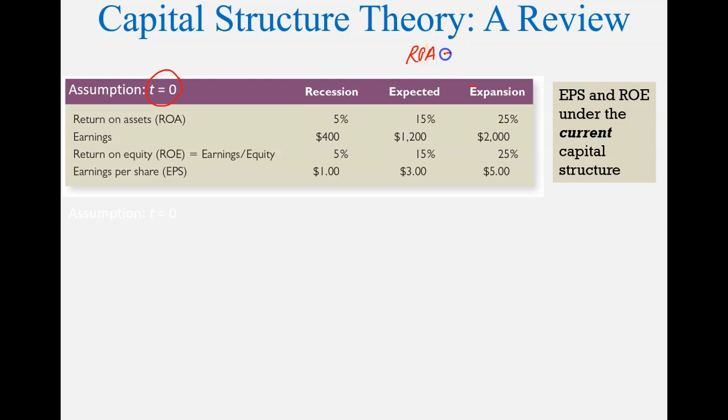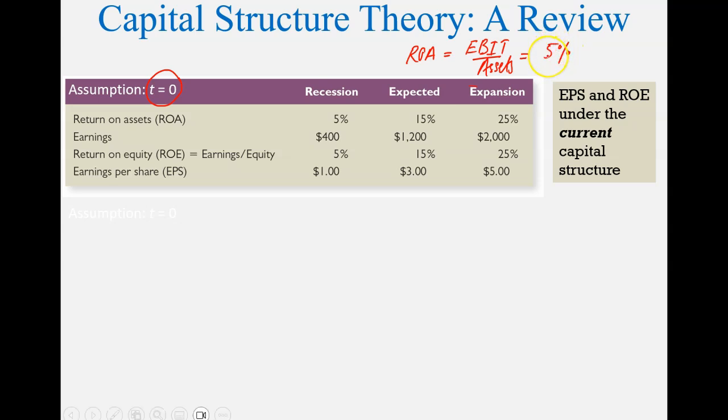Please recall how we measure return on assets. Return on assets is not net income over assets. It's earnings before interest and taxes divided by assets. Remember that, right? This is going back to our very, very first module. We talked about it. In a recession, we're saying that this number is going to be 5%.